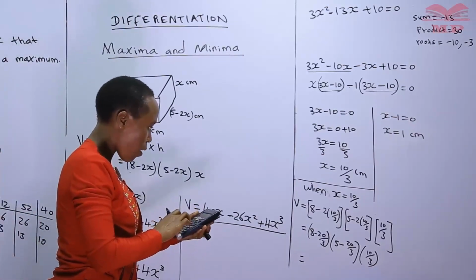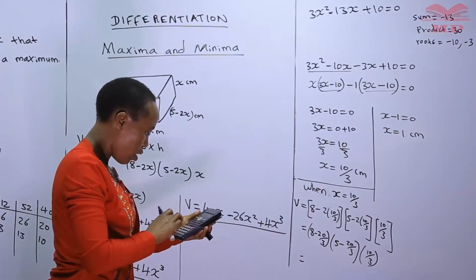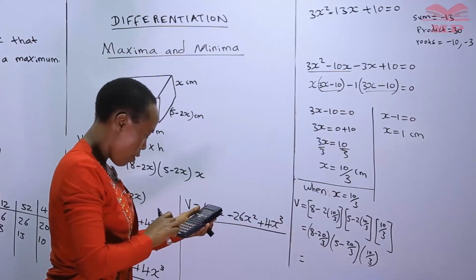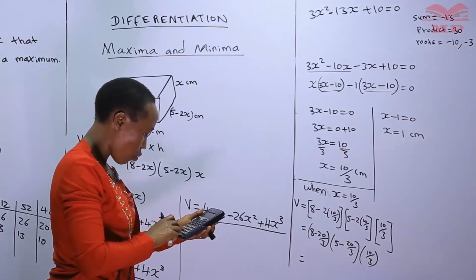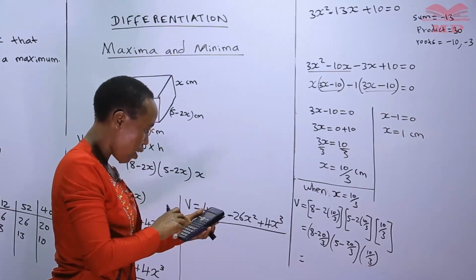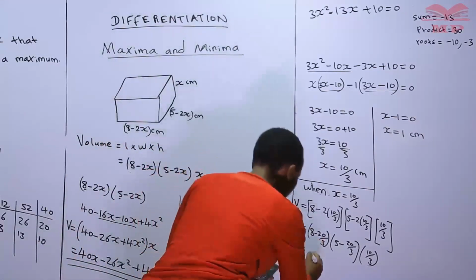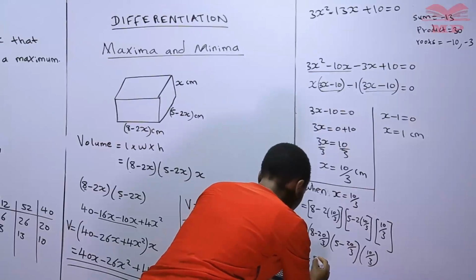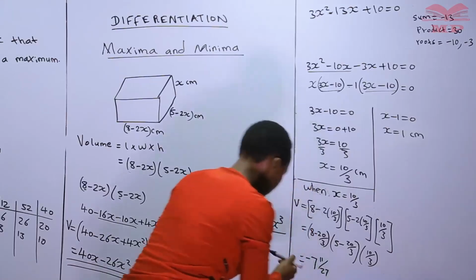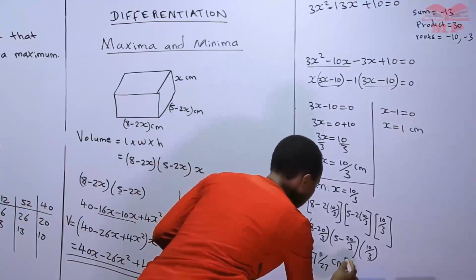Therefore, we are going to have 8 minus 20 over 3. Then we have multiplied by 5 minus 20 over 3. Then we are multiplying again by 10 over 3. So in that case, we are getting negative 7 11 over 27. That is the volume, and this one is in cubic centimeters.